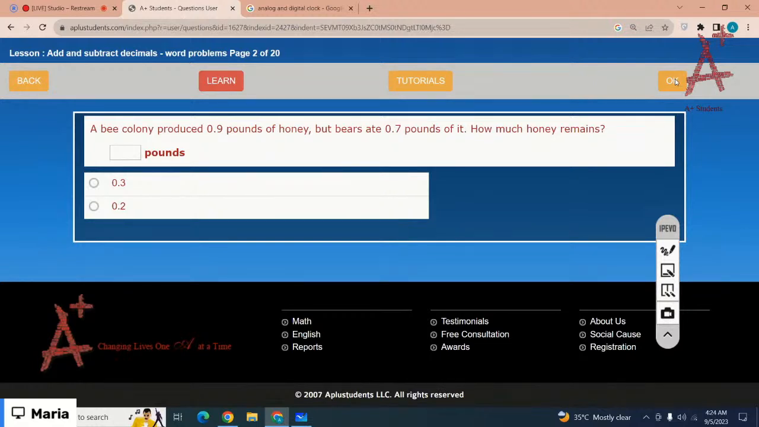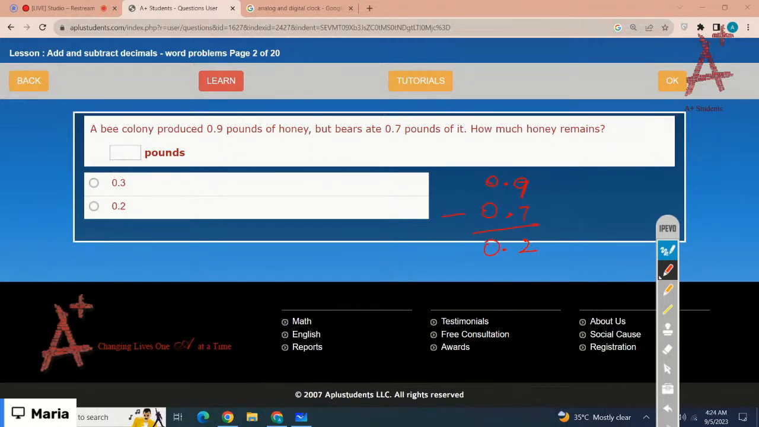A bee colony produced 0.9 pounds of honey, but bears ate 0.7 pounds of it. How much honey remains? Whenever you have words like remain or left, you have to subtract, right? So you just have to do 0.9 take away 0.7. You have to line up the decimal point. 9 take away 7 is 2, and it would be 0.2.